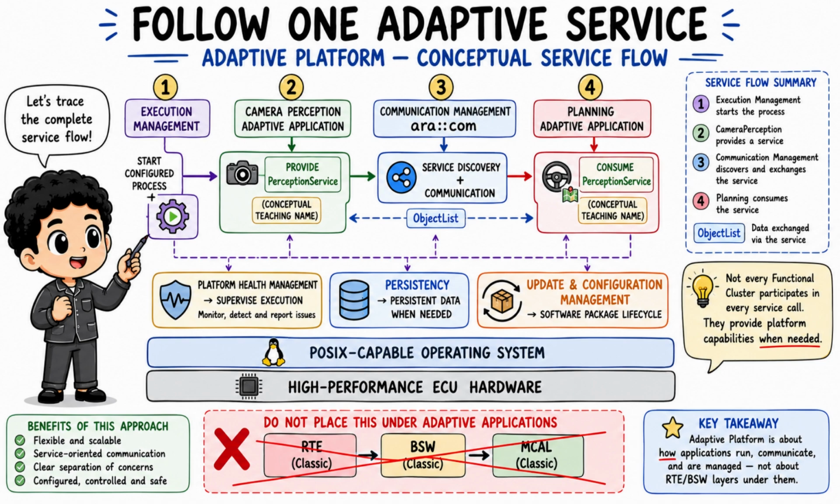Platform health management can supervise relevant execution behavior. Persistency may provide storage when the application needs persistent information. Update and configuration management participates when software packages need controlled updating. Notice what is missing from that description. There is no classic RTE layer, there is no classic BSW layer, there is no MCAL layer sitting underneath the adaptive applications. If you draw those classic layers under an adaptive application, you are mixing two different platform architectures.